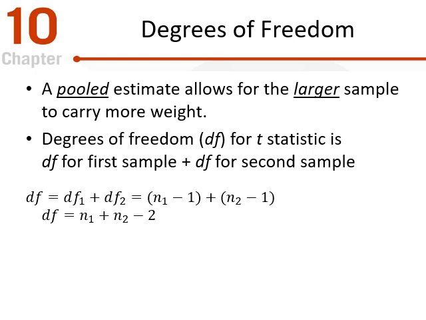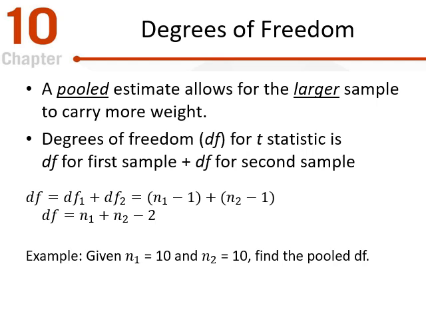Let's talk about degrees of freedom. A pooled estimate allows for the larger sample to carry more weight. This means if I had 10 people in sample 1 and 30 people in sample 2, the estimate for sample 2 would carry much more weight because there's more people. So the degrees of freedom we can either calculate as degrees of freedom for each separate sample, df1 plus df2, which would give us n1 minus 1 plus n2 minus 1. Or you could combine those together and say that the df pooled is equal to n1 plus n2 minus 2.